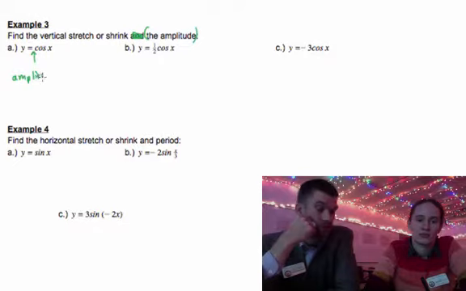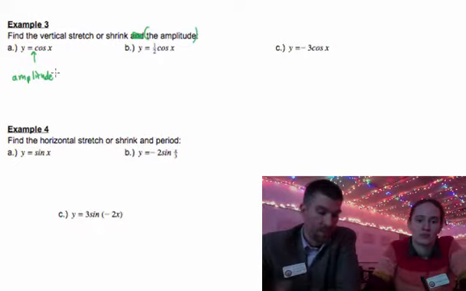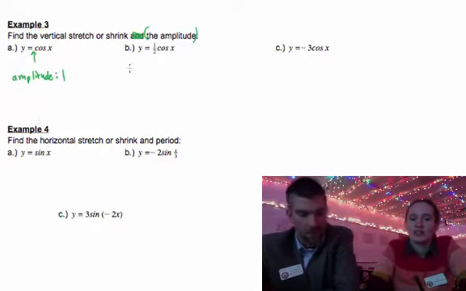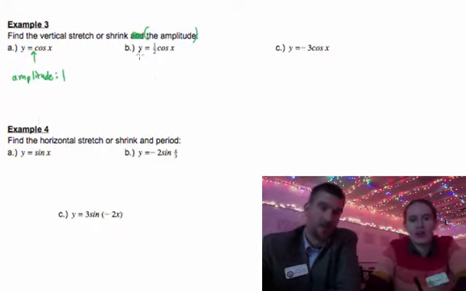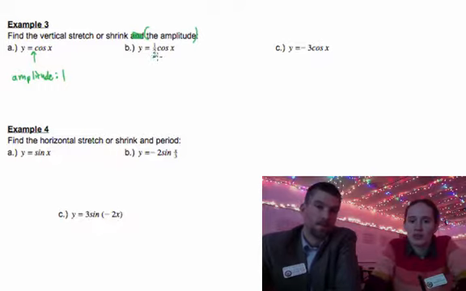So I guess you could say it's being stretched by 1, or shrunk by 1. We should just say the amplitude. No, it's an amplitude of 1. Yeah, that's the safe way. Okay, B, what's the number in front of the cosine?